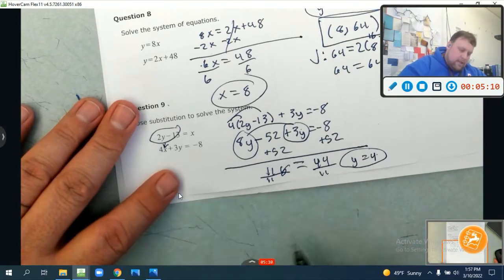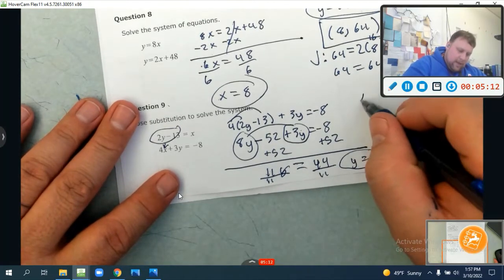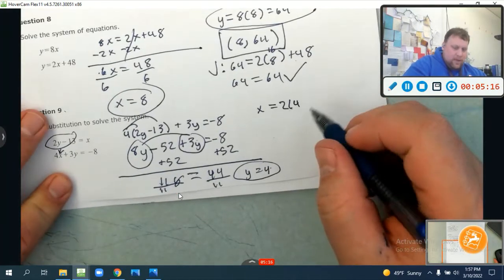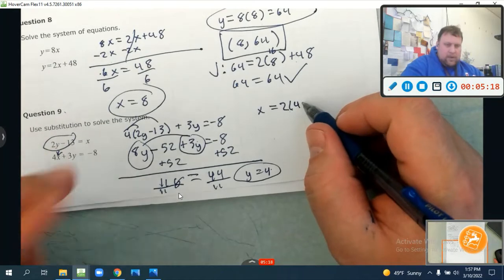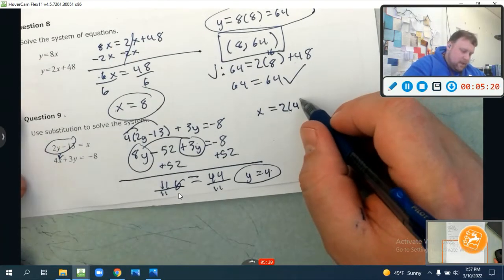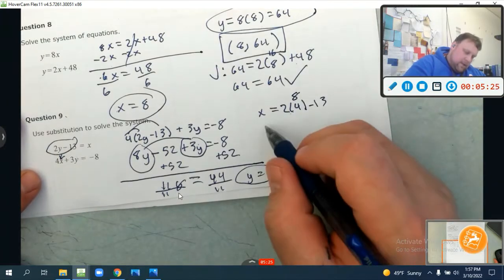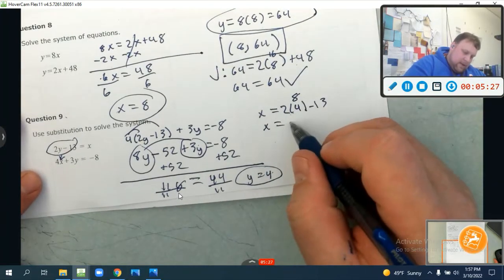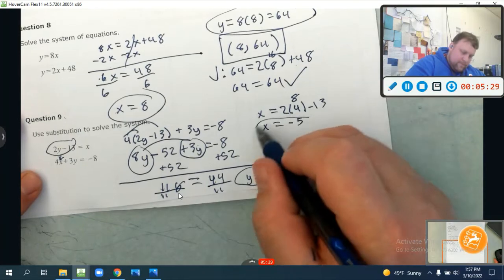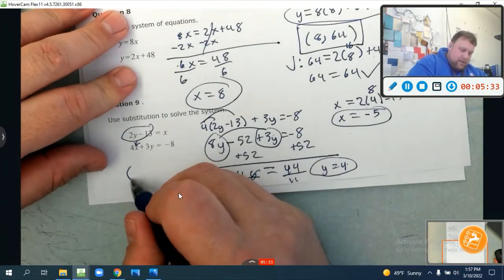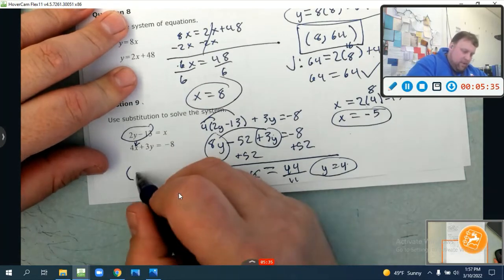Now I'm going to plug that into the top equation, because I know my x equals 2 times my y value of 4. Oops, that's hidden. Notice I just flipped sides of this equation. Minus 13. So that's 8 minus 13, or x equals negative 5. And that gives me the coordinate for an answer of (negative 5, 4).